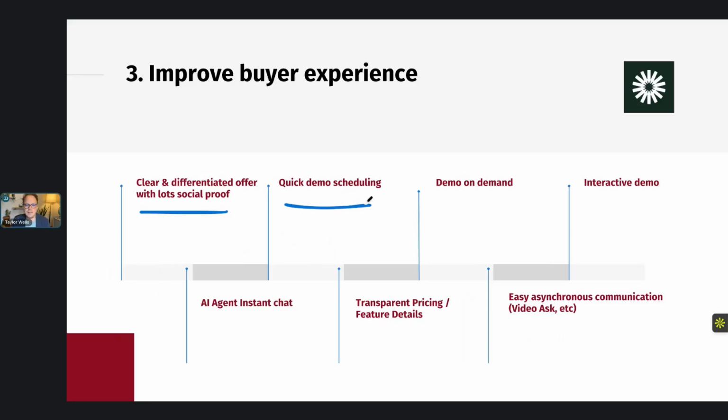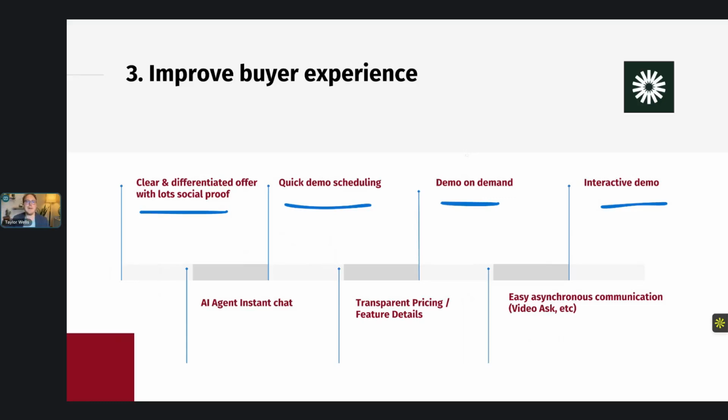Don't take 3 days to get a hold of an SDR or a salesperson. Have a quick demo, a scheduling experience on the website. Maybe consider a demo on demand or an interactive demo. Lots of folks don't like this because of competition. With AI, there's no way your customers or your competitors won't be able to find out about your product offering.